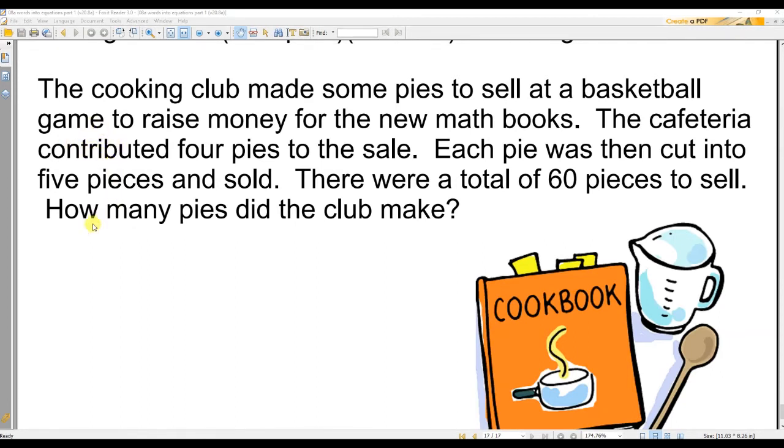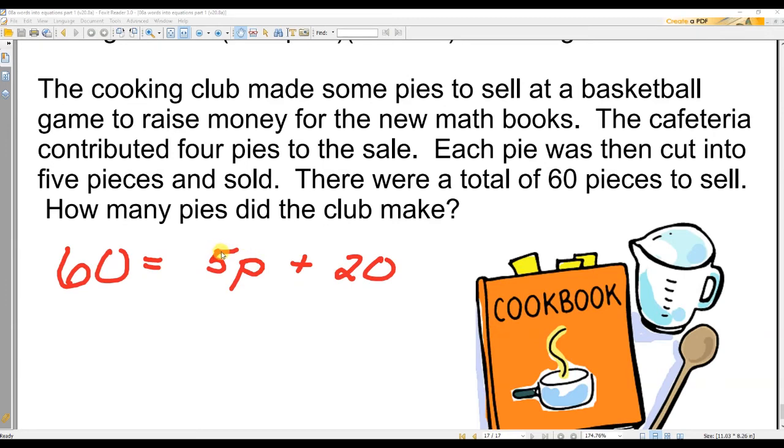Okay, so we've got 60 pieces. The cafeteria did 4 pies, but each pie is 5 pieces. So the cafeteria gave us 20 pieces, so we have 20 to just start. And then, how about 5? So if the club makes 1 pie, that would be 5 pieces with what was already there. That means 25 pieces. So it's not 1 pie.